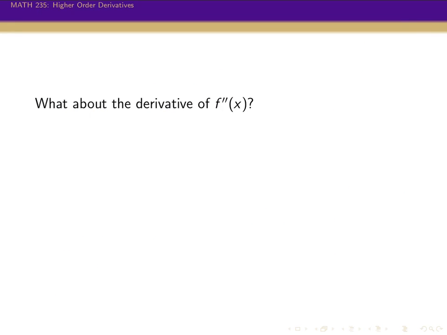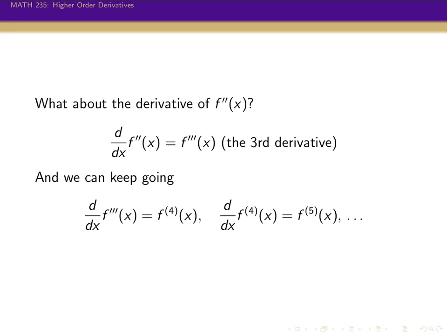Okay, what about taking more derivatives? Of course, this is a perfectly reasonable thing to do. So if you take the derivative of the second derivative, you get f triple prime, which is the third derivative, and you can keep going from there. The derivative of the third derivative is the fourth derivative. We usually stop using primes around that point, and instead put the number of the derivative in parentheses up above it. And so the derivative of the fourth derivative is the fifth derivative, and this just keeps going on forever.